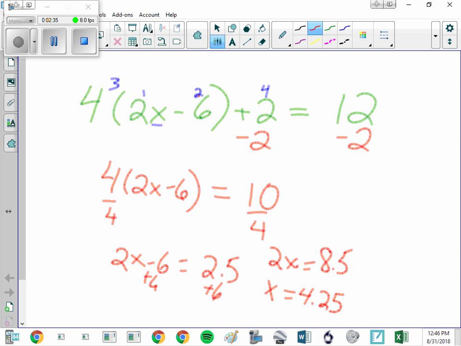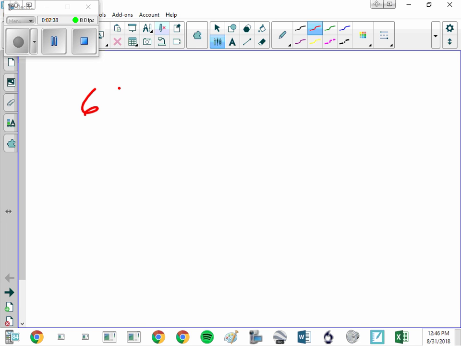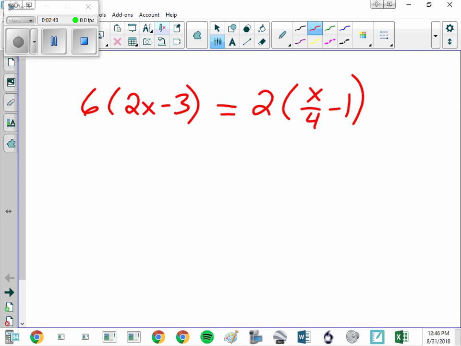All right, what if I had 6 times 2x minus 3, and this will probably give us a really terrible answer, but whatever. So now I have x's on both sides, and that's a little bit of a problem. What would you guys do first? Well, I can't move the x's where they are now. I could divide by 2, and that's actually a really good idea.